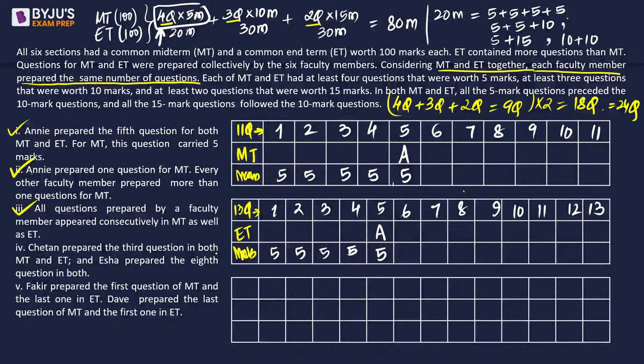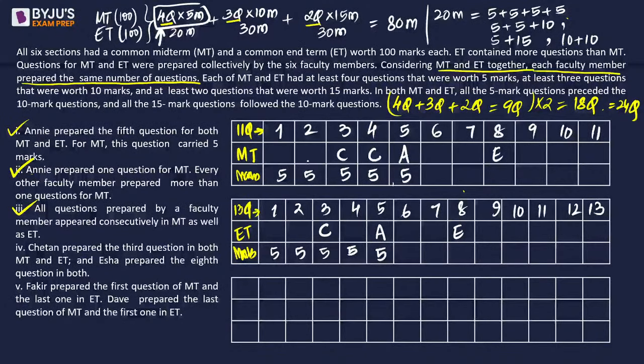Chetan prepared the 3rd question in both MT and ET. So Chetan prepares the 3rd question in both MT and ET. And Isha prepared the 8th question in both. So this is Isha and this is Isha. Now let's pay attention here. MT में A alone होगा. So can we say the only possibility if we have CC in MT exam?